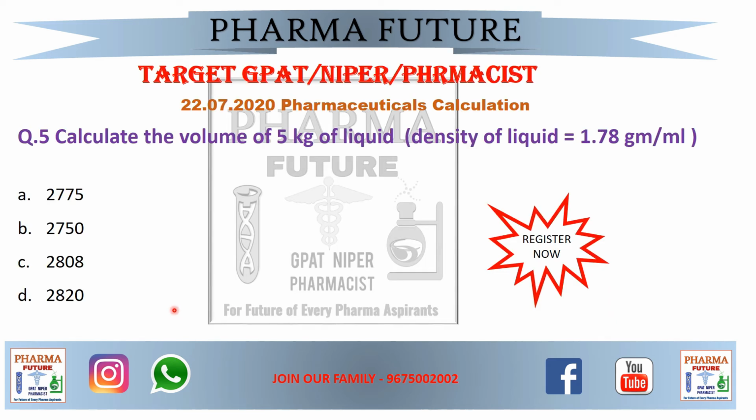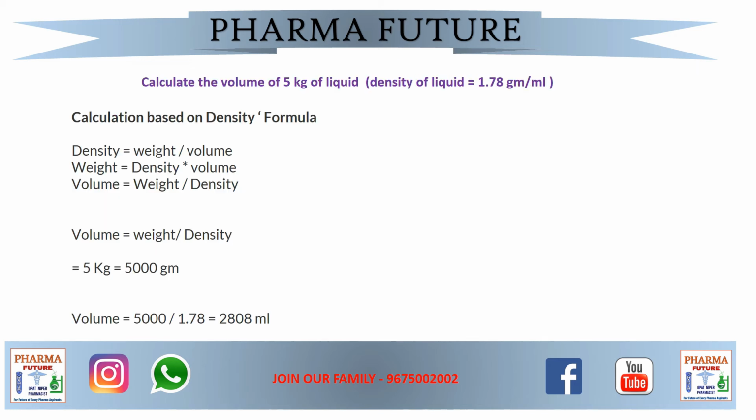Then moving to the fifth question: calculate the volume of 5 kg liquid. The density given of the liquid is 1.78 gram per ml. Option A 2775, option B 2750, option C 2808, option D 2820. Now we'll see the answer with the description. Calculate the volume of 5 kg liquid having a density of 1.78 gram per ml.